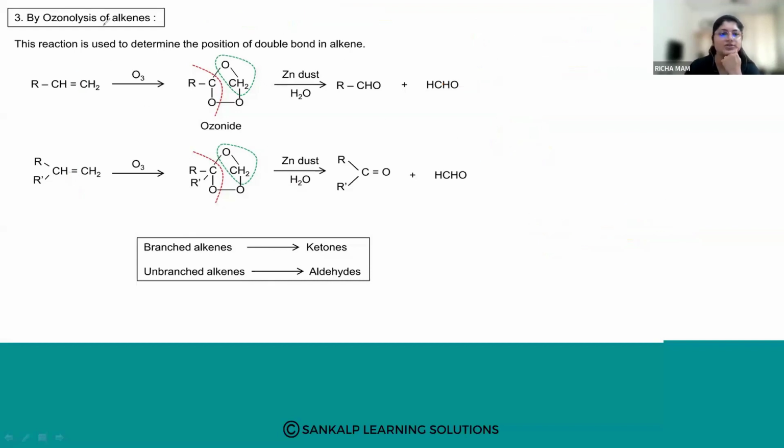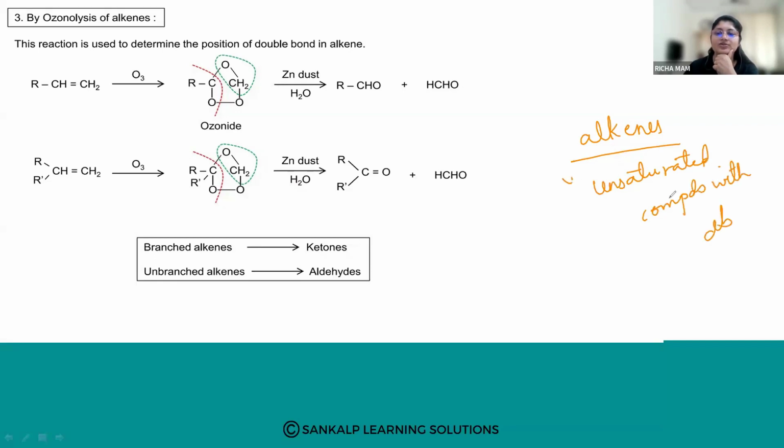So this is ozonolysis of alkenes, from hydrocarbons. This is important from the CT point of view as well as the board point of view. What does this tell you? This tells you the position of the double bond in the alkene. We are going to take alkenes, which are unsaturated compounds with a double bond.